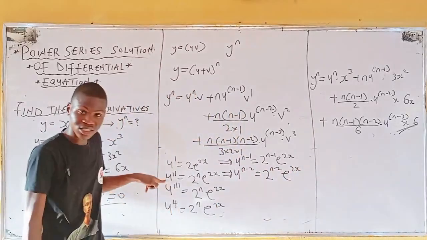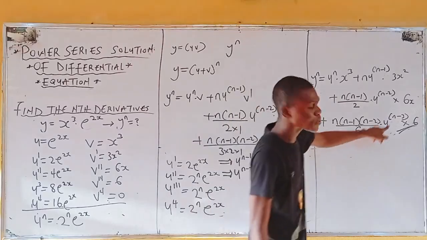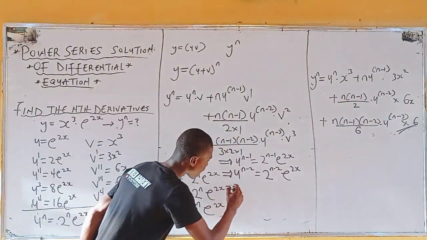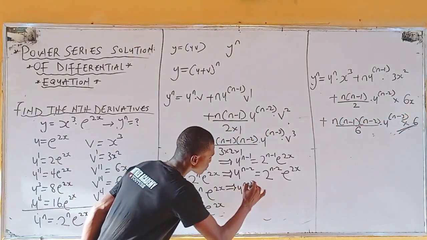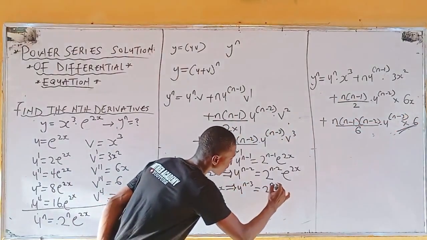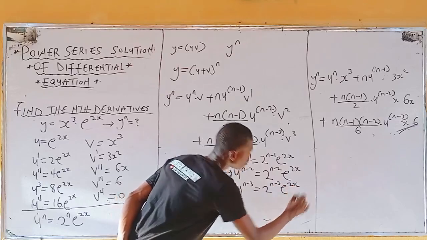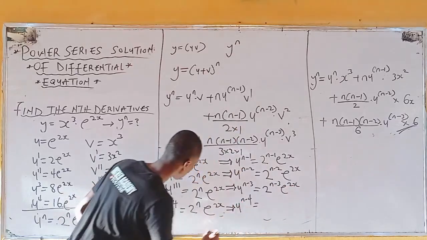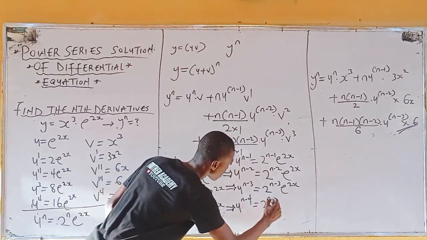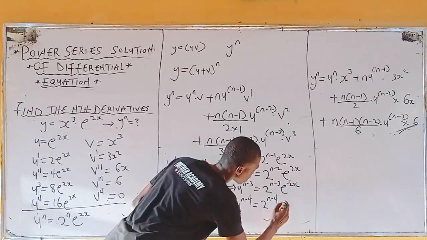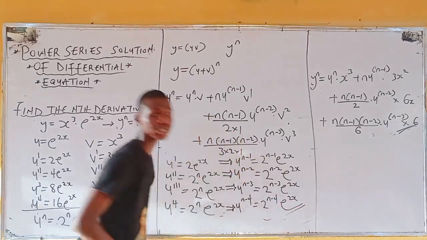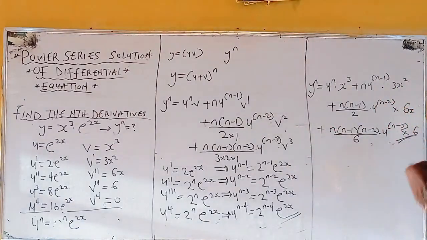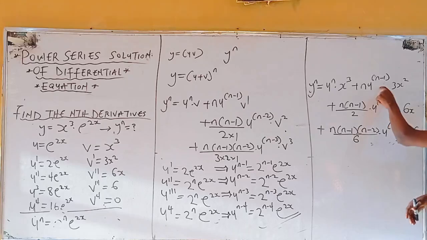If this is the third derivative and I need u raised to the power of n minus 3, what does it imply? It implies u raised to the power of n minus 3 is equal to 2 raised to the power of n minus 3 exponential 2x. This implies that u raised to the power of n minus 4 is equal to 2 raised to the power of n minus 4 exponential 2x, right?